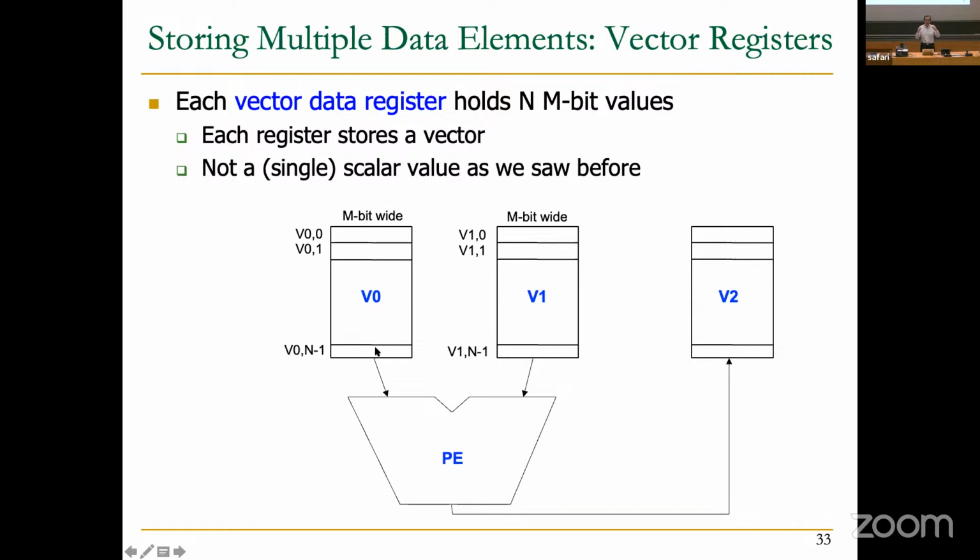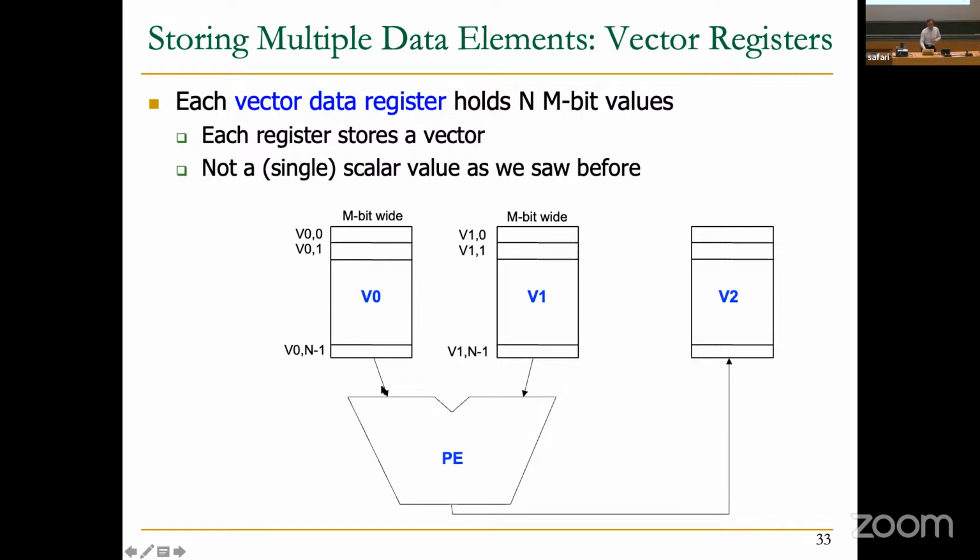Essentially, instead of having a scalar value in a register, we're going to have vector registers. So each vector data register holds n m-bit values. N is the vector length or maximum vector length you can have in an instruction. Each register essentially stores a vector. So this is register V0. We're going to call it V0 because vector register is 0. In fact, I'm going to call it VR0 in the next slide. V1 is another vector register. V2 is another vector register. So not a single scalar value as we saw before. You can see that this is V0's 0th element, V0's first element, and V0's n minus first element.